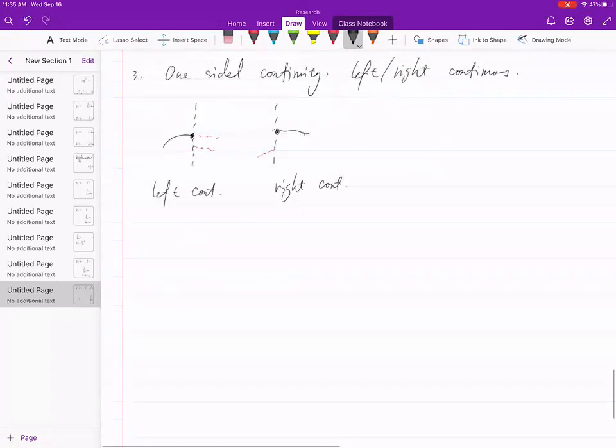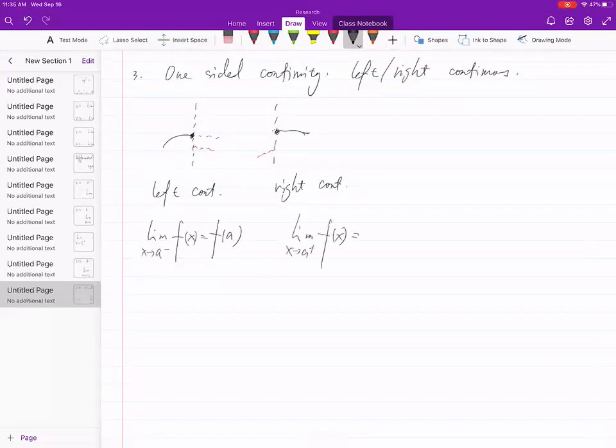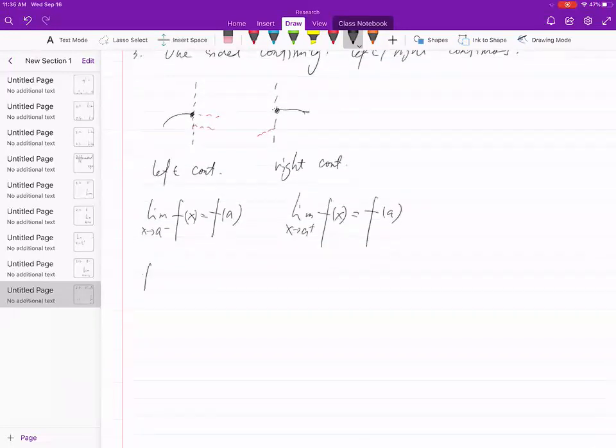All right. Now I think it's easy to see. To check this, you just check that the limit equals f(a), but this time not from both sides, just from the left. Okay. And then we can say f(x) is continuous if it's both left and right continuous.